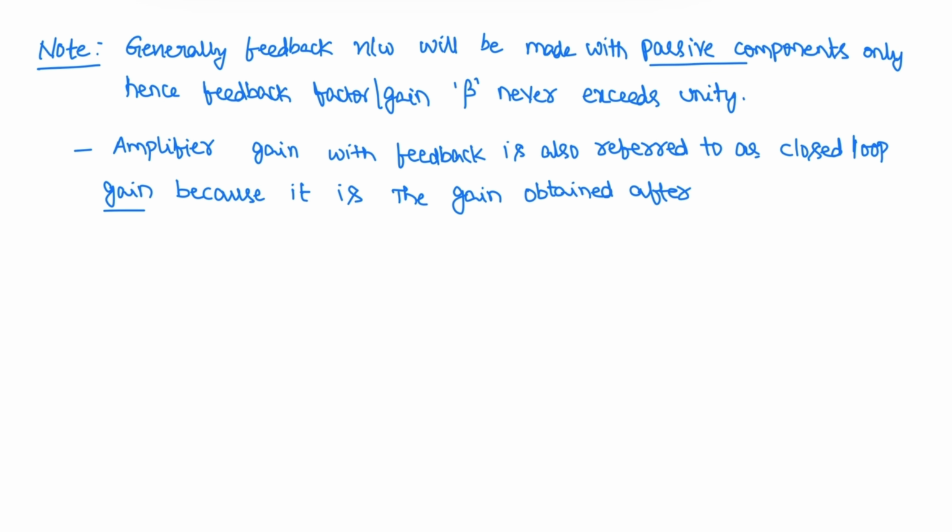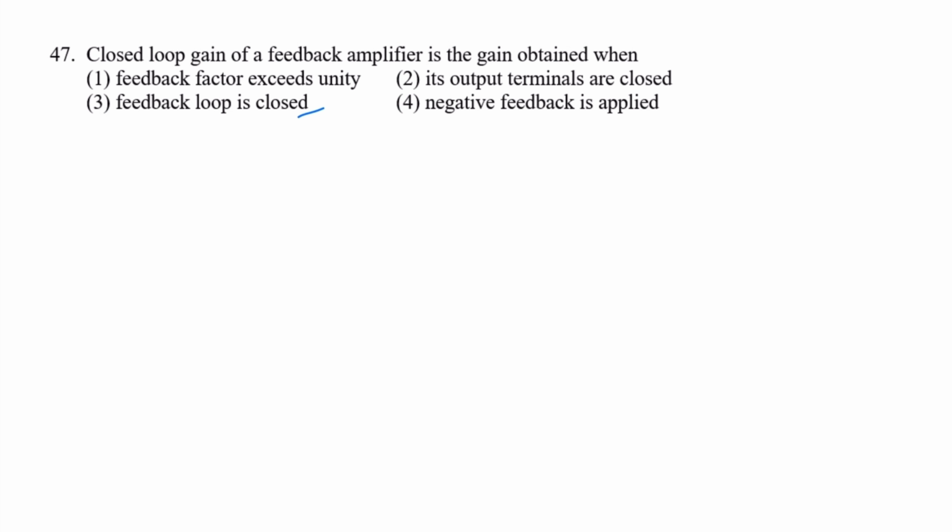Next, amplifier gain with feedback is also referred to as closed loop gain because it is a gain obtained after the feedback is closed. So the correct option is 3.